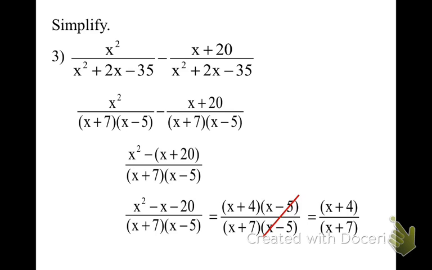That's it. Remember, Jesse, I'm not quite sure what's happening back there, but I'm going to remind you we cannot do this. Did you see what I just did? We cannot cross-cancel those x's because they are part of binomials. Okay, let's try some more.